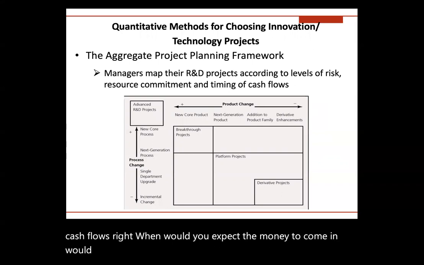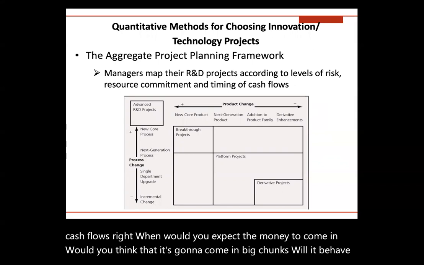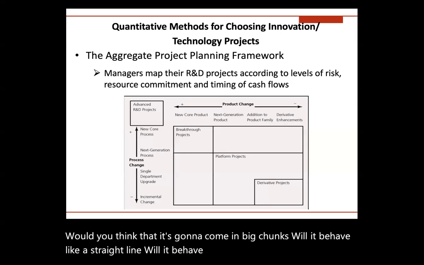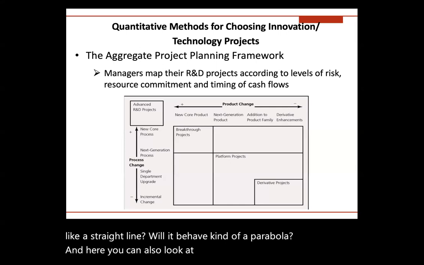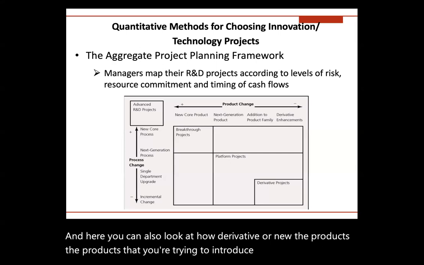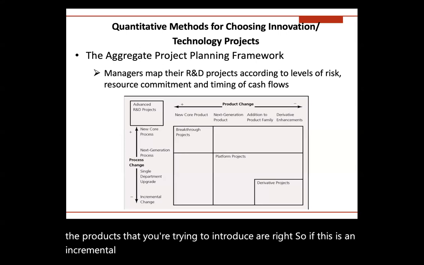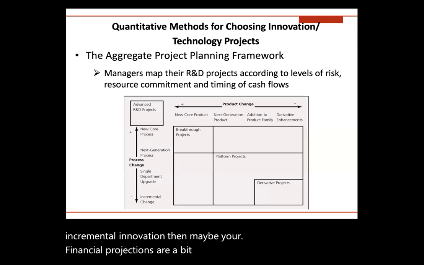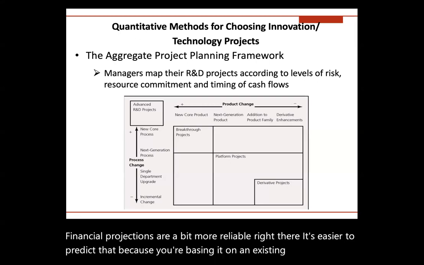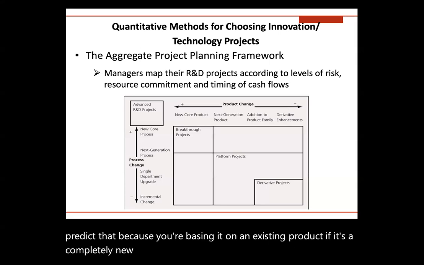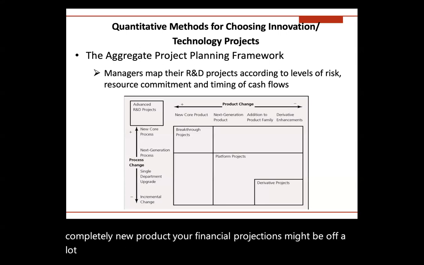Would it come in big chunks? Will it behave like a straight line? Will it behave like a parabola? Here you can also look at how derivative or new the products are. If this is an incremental innovation, then maybe your financial projections are a bit more reliable. It's easier to predict because you're basing it on an existing product. If it's a completely new product, your financial projections might be off a lot more, so you have to take that into consideration.